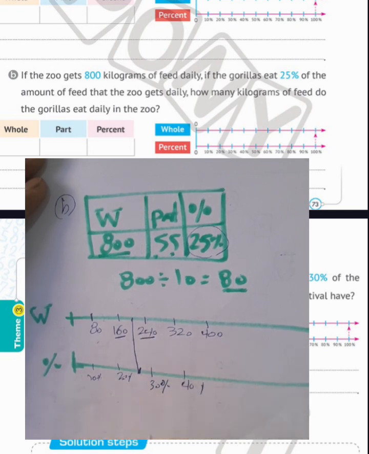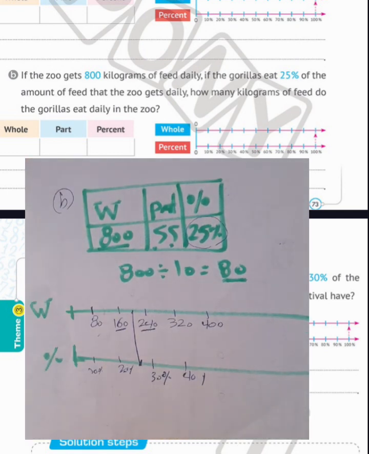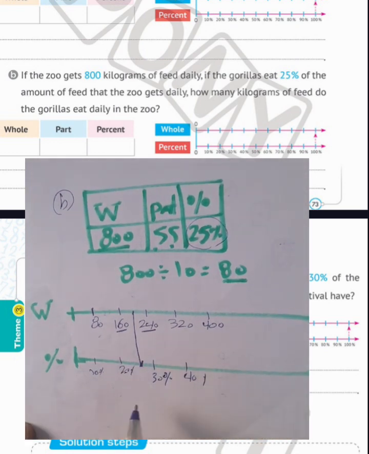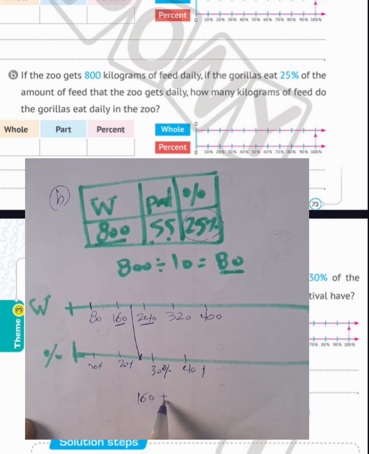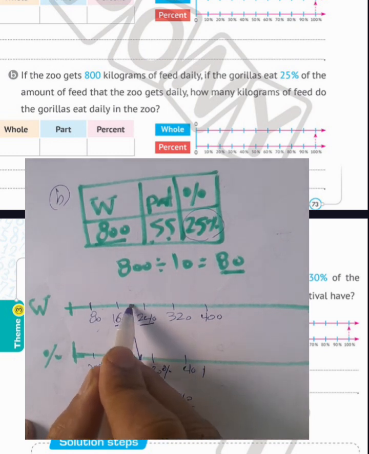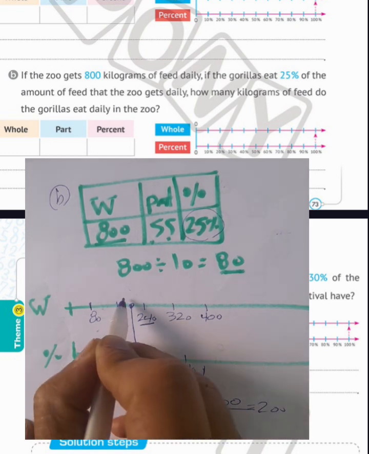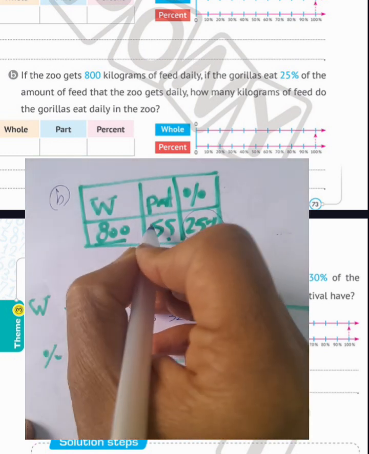You can find the number that lies between them by adding the two numbers and dividing by 2. We have 160 plus 240. The number lying between them is divided by 2. Write 0. 4 plus 6 equals 10, write 0 and carry 1. 3 plus 1 equals 4. Then the result will be 200. So the part will be 200.